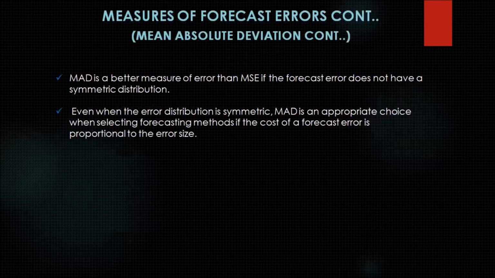Moving to the next slide. So MAD is a better measure of error than MSE if the forecast error doesn't have a symmetric distribution. Even when the error distribution is symmetric, MAD is an appropriate choice when selecting a forecasting method if the cost of a forecast error is proportional to the error size.